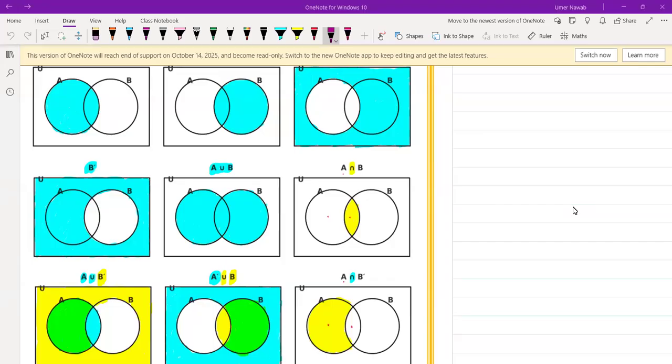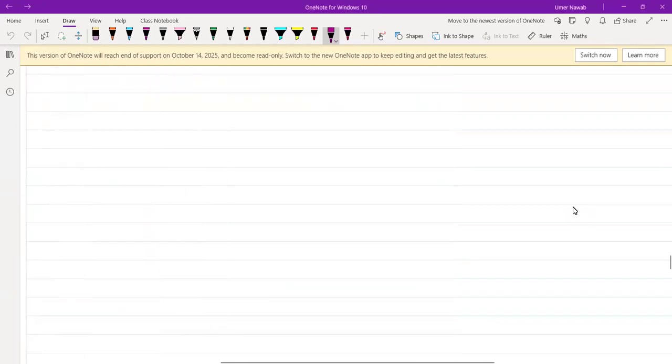Assalamu alaikum students. Today I am going to explain how to shade the regions while doing sets.